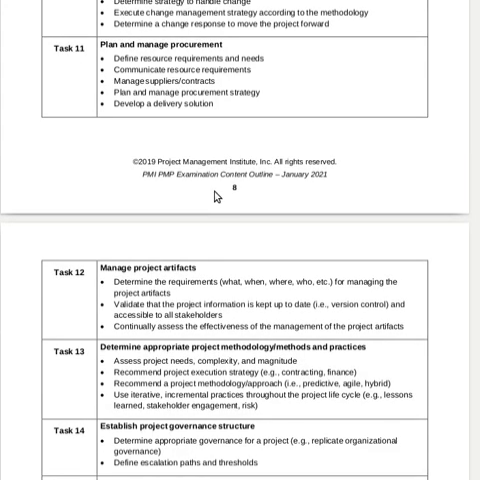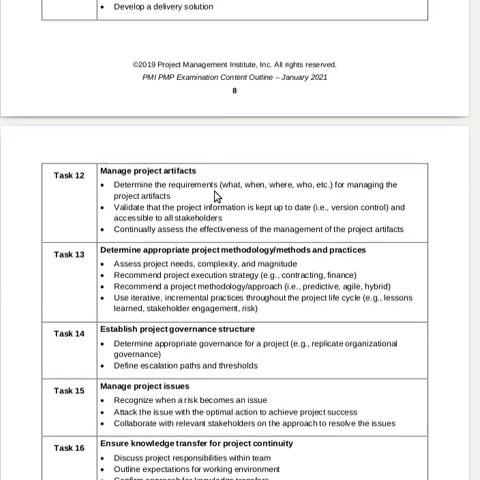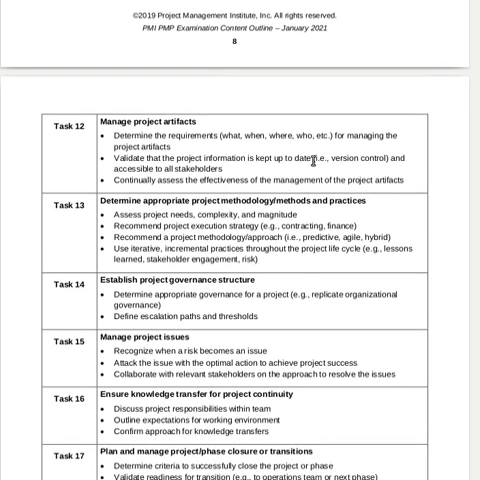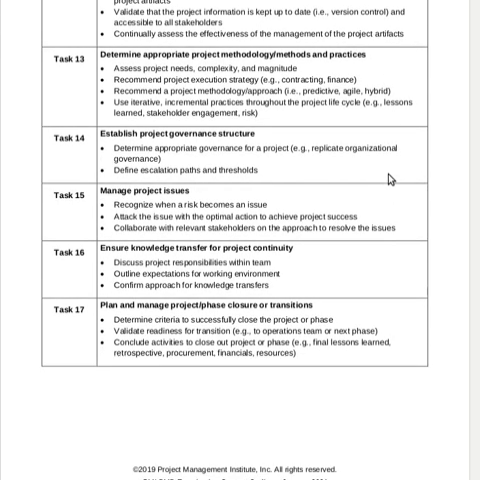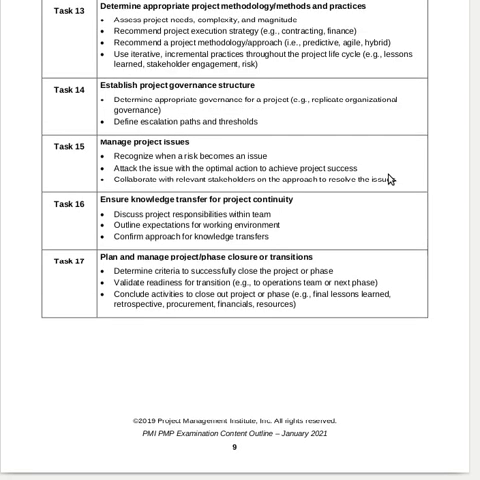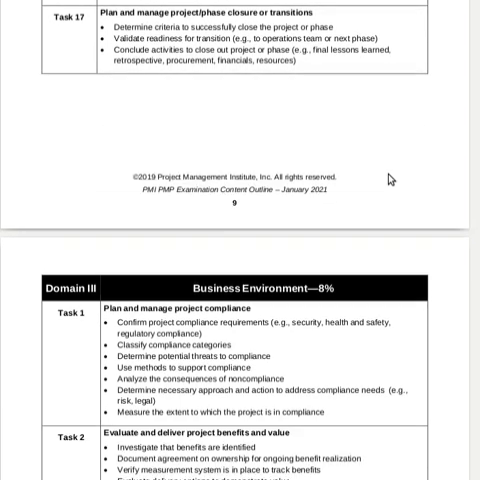Manage project artifacts. Artifacts means the documents like scope document, risk management plan, project management plan. So all these are the artifacts. Determine appropriate the project methodology, like you will use the waterfall method, agile method, scrum, kanban, whatever the method you will use, you have to define it properly. Establish project governance structure, project issues, ensure knowledge transfer, plan and manage project and closure or transitions, like this is the last phase of the project.